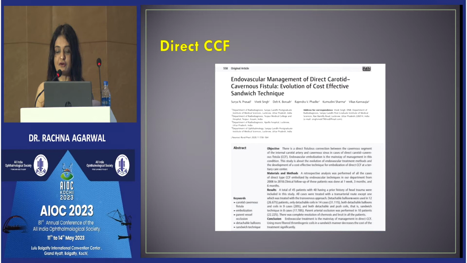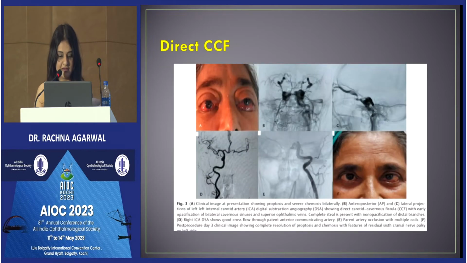There is evolution of a cost-effective sandwich technique. In this technique, that is parent artery occlusion, the principle is to trap the fistula site, cutting off both antegrade and retrograde blood supply to the CCF. It is a cost-effective technique where more fibro-thrombogenic coils are put in a sandwich manner. In this case, she presented with proptosis and chemosis, which was bilateral. DSA shows direct CCF, then parent artery occlusion with multiple coils was done, and there was complete resolution of proptosis and chemosis with residual sixth nerve palsy on the left side.